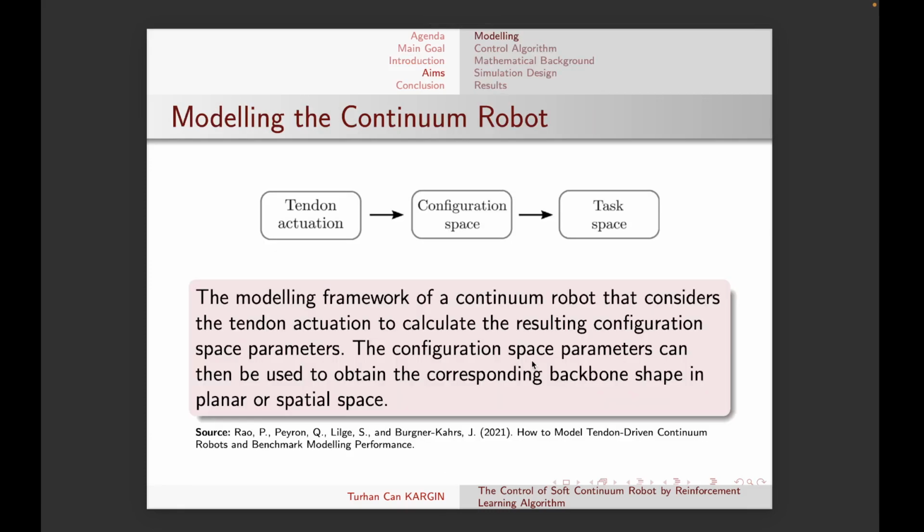So after making some introduction, I want to tell about my aims. One of the first aims is to model the continuum robot. And here you can see the two mapping structure of the continuum robot. Our aim is to get the task space, because in RL we will control the robot in task space. So we need to map the model to the task space.